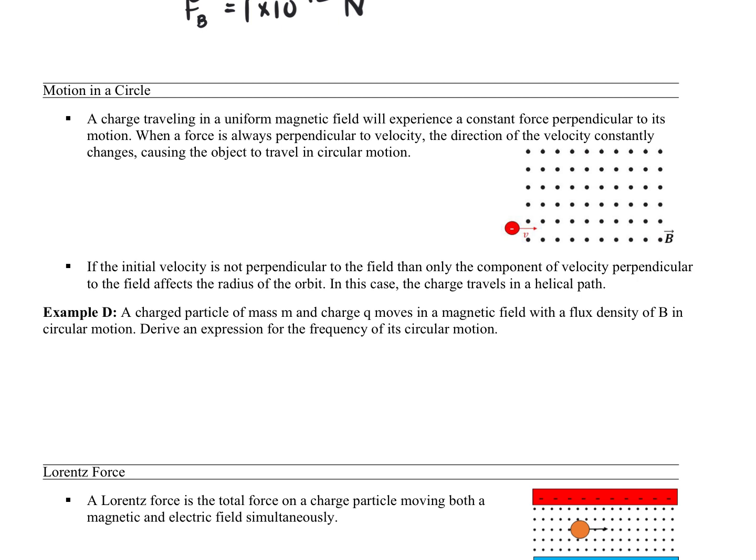Motion in a circle. So what happens if the charge is traveling in a uniform magnetic field, experiences a constant force perpendicular to its motion? Because that's what's happening, isn't it? Where else do we see a force that's perpendicular to the motion? What type of movement in physics 1 did we see where the force was always perpendicular to the movement? It's always pushing it, pushing it, pushing it. Think centripetal force. Isn't centripetal force always perpendicular to the motion?